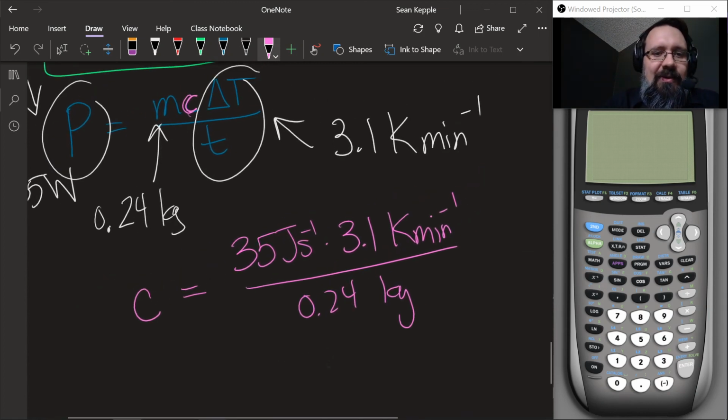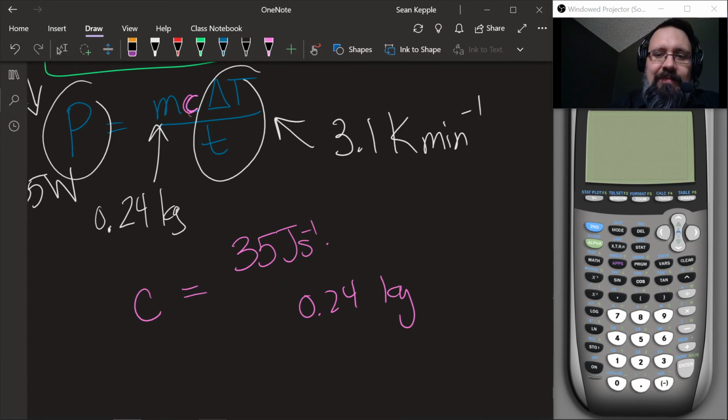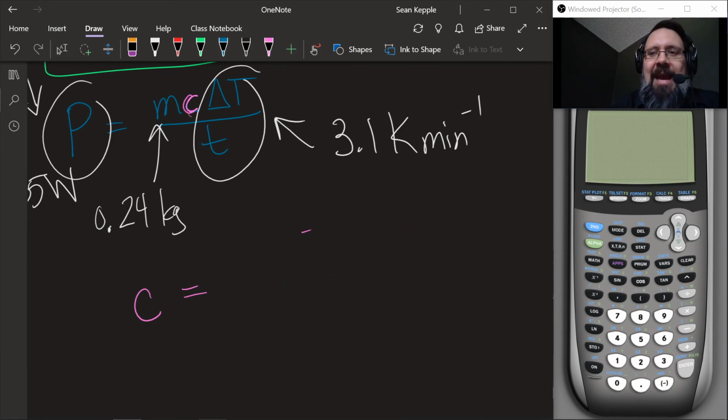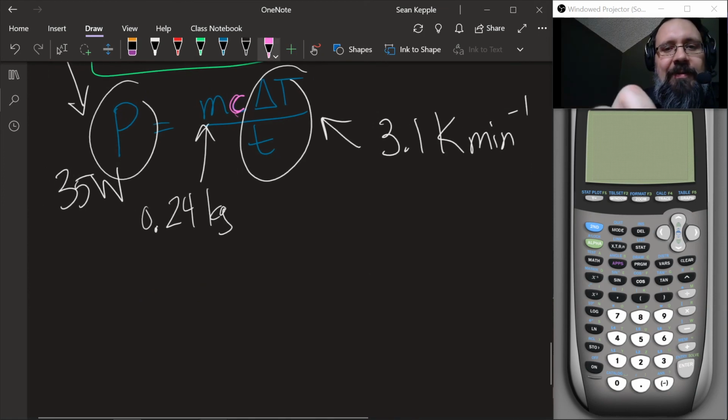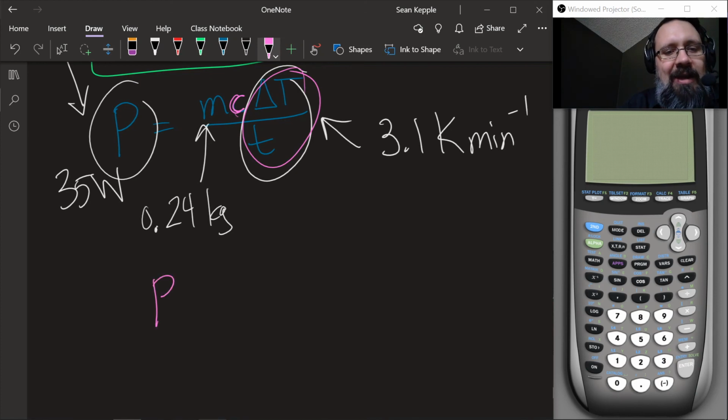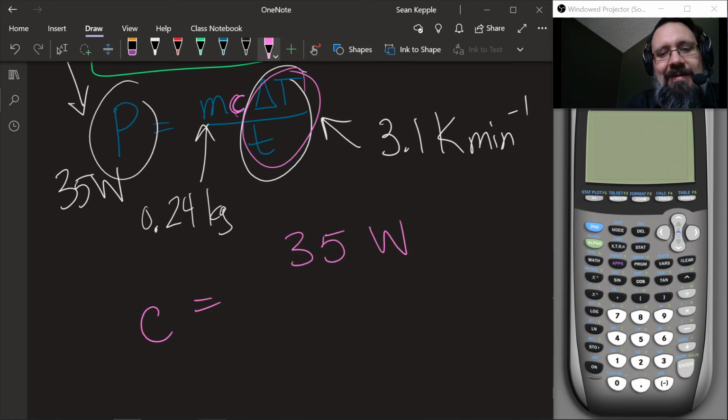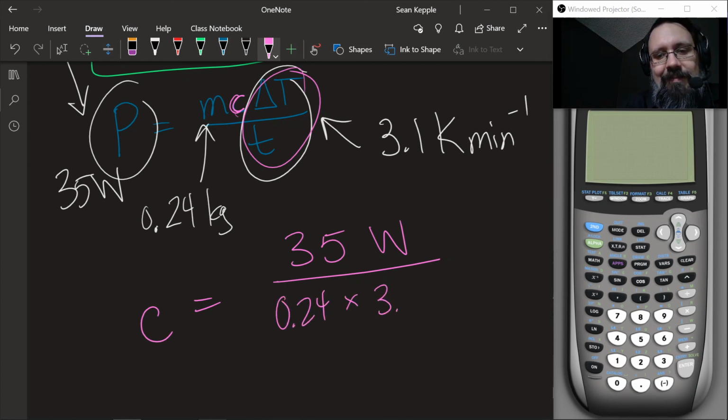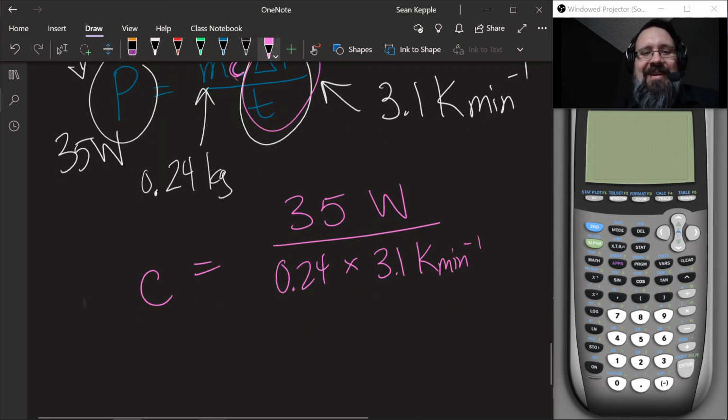Also, I think I screwed this up, didn't I? Yeah, this is backwards. Man, I'm off my game today. Let's try this again. So what'll end up happening is I have to multiply by the reciprocal of this. So what I'm going to end up with is specific heat is going to be 35 watts divided by, I have to divide by both these things to get it to the other side. There we go. So if we're not thinking straight, we make mistakes. Now I'm thinking straight. Now I got this.